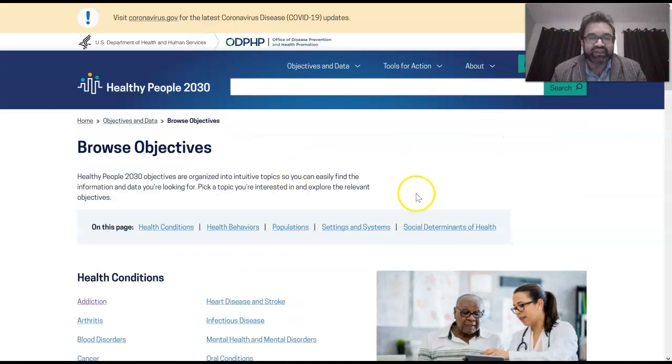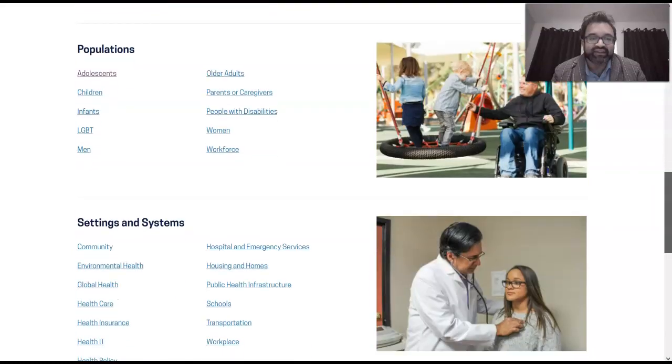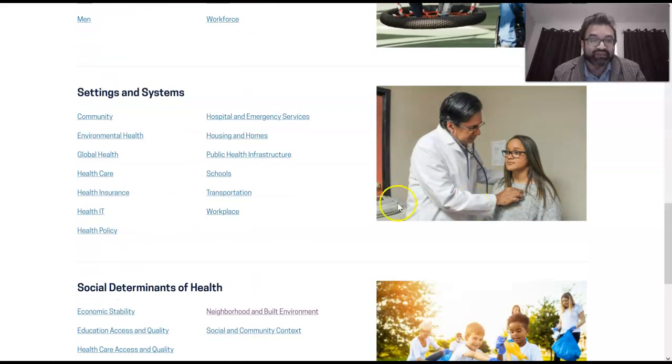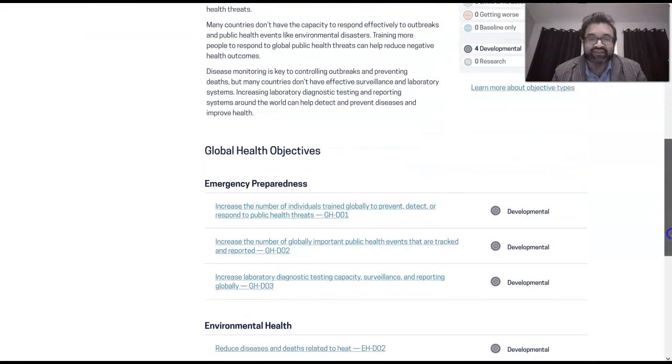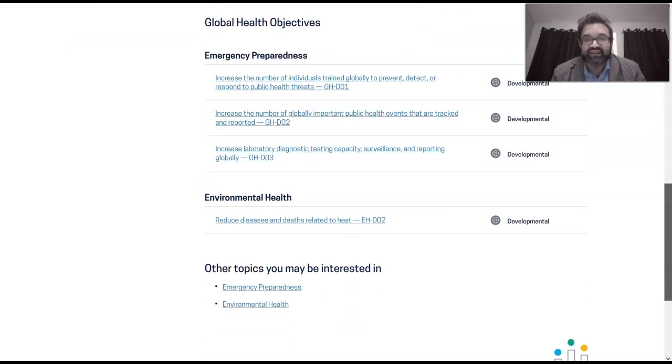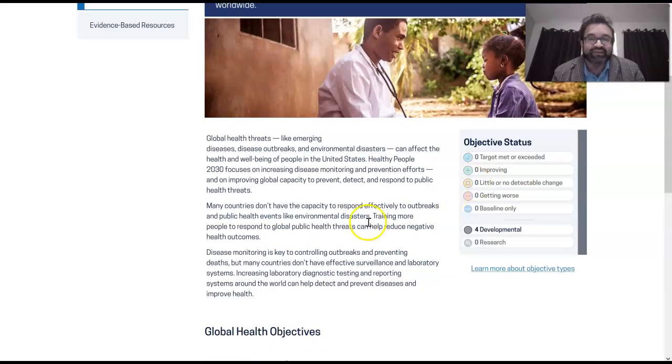So now if we look further down, we have already explored health conditions, then health behaviors, populations, and then settings and systems. This is extremely important if we're looking at the community versus environmental health, versus global health. So the context of what the population setting is, is extremely important. If we look at global health, then we're looking at some developmental objectives, and how global health is connected to us domestically, and how to prevent and detect actual public health threats. So emergency preparedness has a lot of global health objectives as well. But you can go through this and see what these are informing on a broad level, and then go from there.